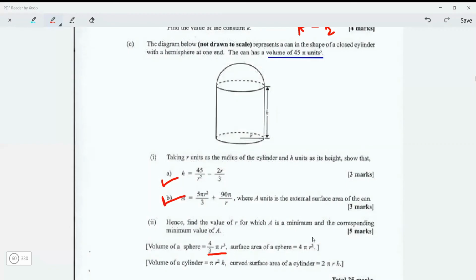All right, so it says find the value of r for which A is minimum. A is minimum when r is equal to 3, and the minimum value of A, A min, is 45 pi. That's it. And this takes care of 2008.